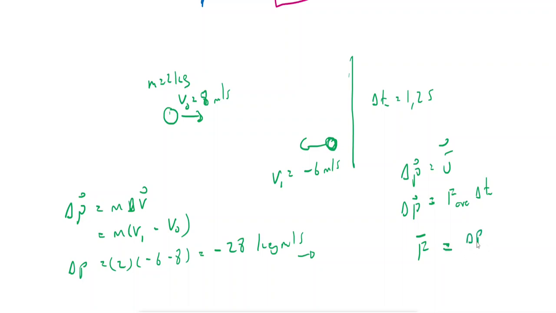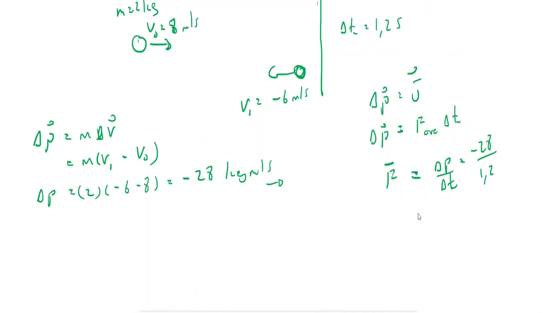So the average force is basically going to be change in momentum over change in time, which is minus 28 over 1.2. And then you do that, and you actually find that your average force is going to be equal to minus 23 newtons. So you can find the average force that the wall exerted in order to change the momentum. You can see that the force is in the negative direction, because the object came in moving in that direction. So that's why the force was applied in the opposite direction to counter the impact of the ball. So that's basically how it is done.